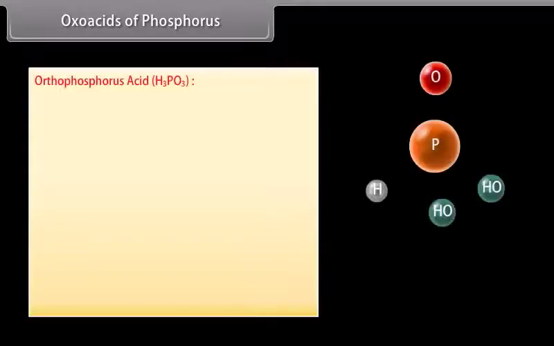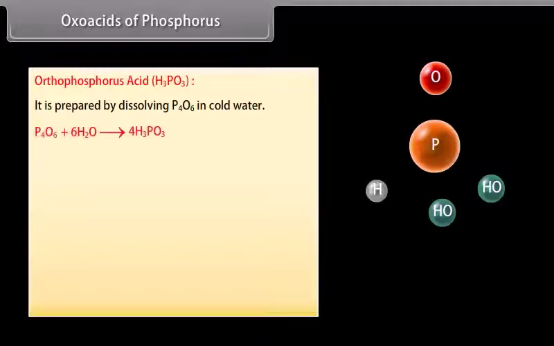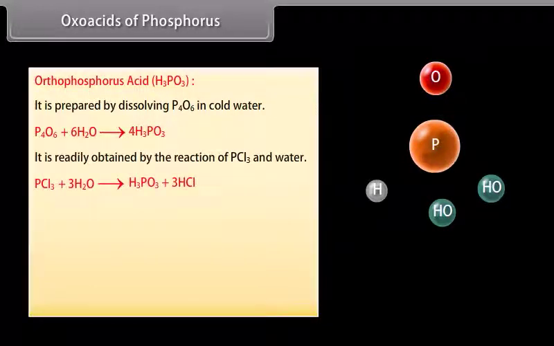Oxoacids of phosphorus. Phosphorus forms a number of oxoacids. The important oxoacids of phosphorus are the following: Orthophosphorus acid. It is prepared by dissolving P4O6 in cold water. It is readily obtained by the reaction of PCl3 and water.